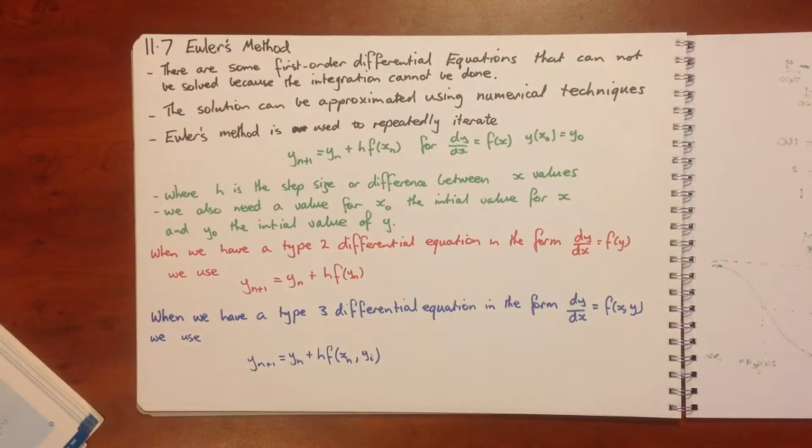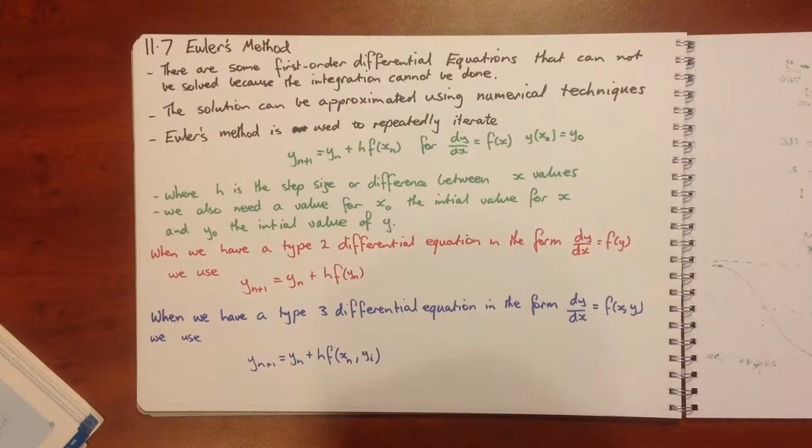Okay, in this tutorial we're looking at section 11.7, which is on Euler's method. A lot of people mispronounce his name, but it's actually pronounced "Oiler". He's a famous mathematician from around the 1700s.